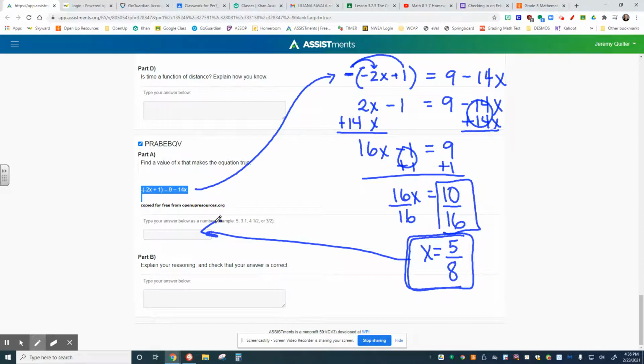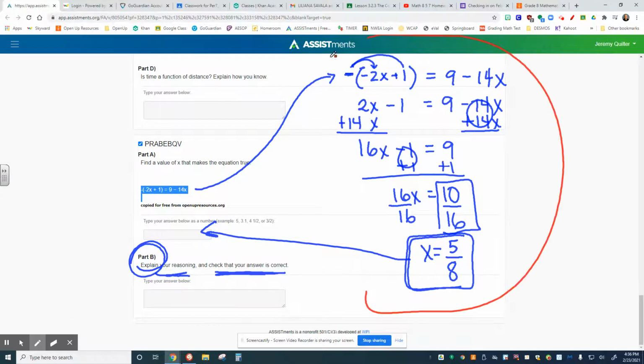Part B is the spot where I really have big concerns. And the reason for that is because when you explain your reasoning and check that your answer is correct, I see a lot of people just referring back to their work. They're saying that this is how you check your answer and that's how you know you're correct. The problem is, what if this answer is wrong? What if it's not correct? If it's not correct and you're claiming that this work proves or is reasoning that you're correct, then your reasoning is incorrect. And then not only did you miss part A, but then you also missed part B.